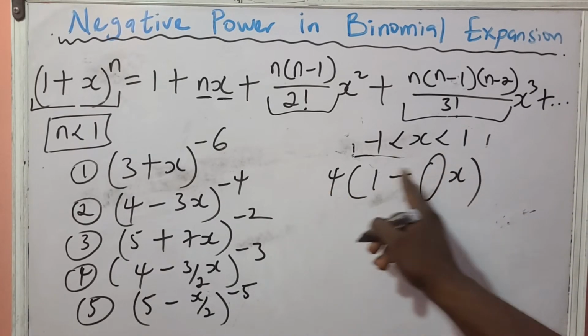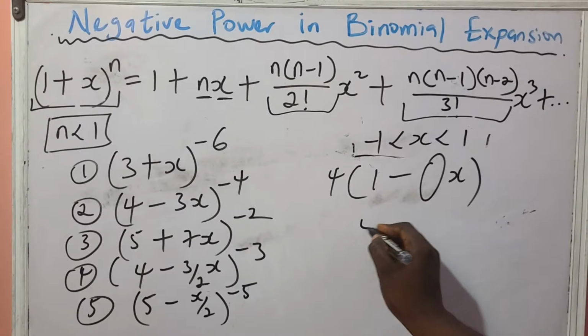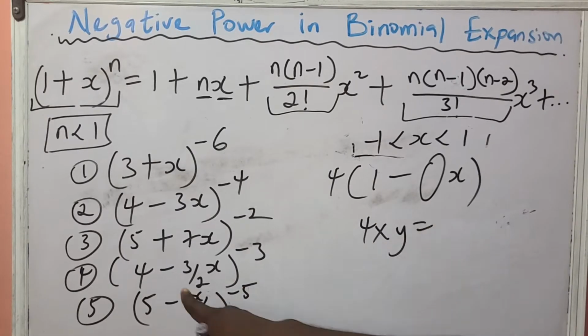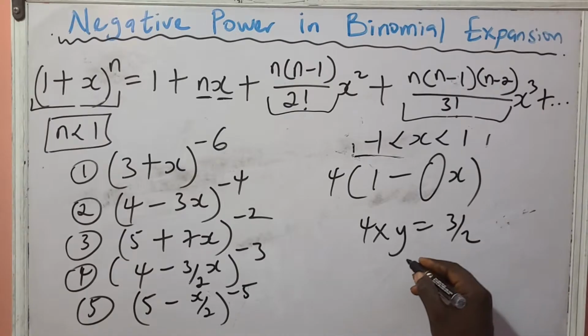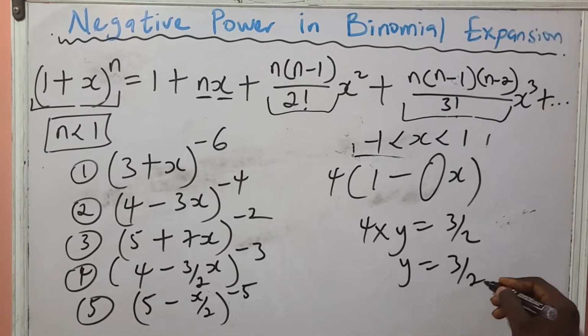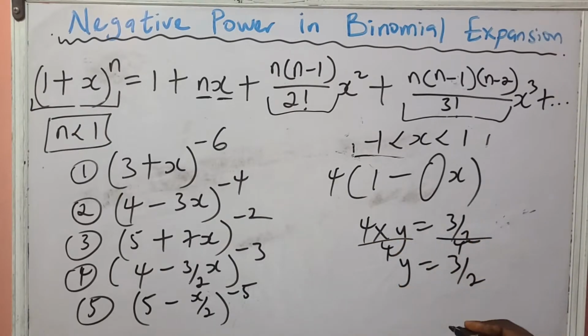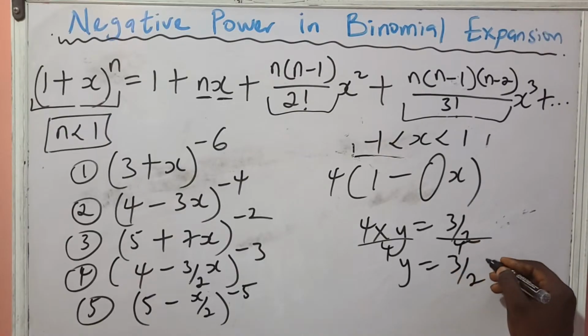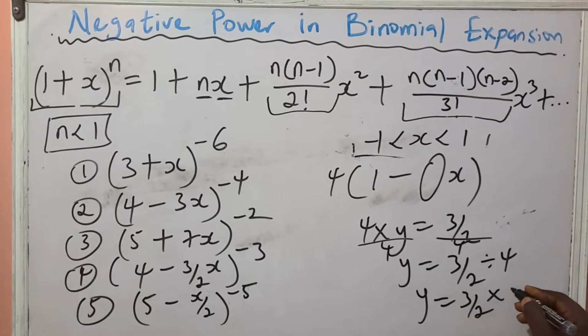So 4 times what gives me 3 over 2? It's the same question you've been asking. So y will be equal to 3 over 2 divided by 4. I'm dividing through by 4, right? That will be y equals 3 over 2 times 1 over 4. That will be 3 over 8.